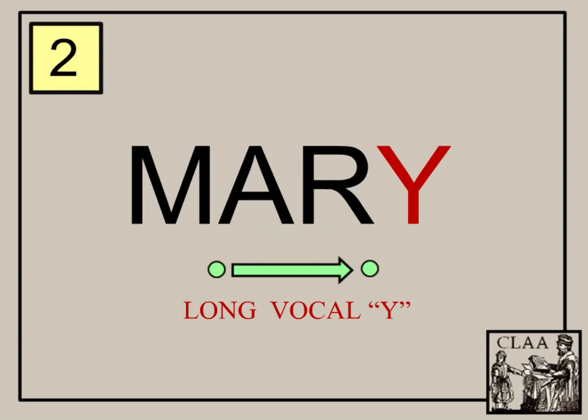The second sound made by the English letter Y is the sound of the long vocal Y. This is an example of the English letter Y used as a vowel. The long vocal Y. E, E. Let's read this word together with the long vocal Y sound. Mary, Mary, Mary.